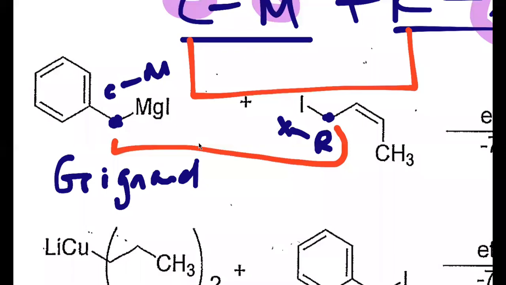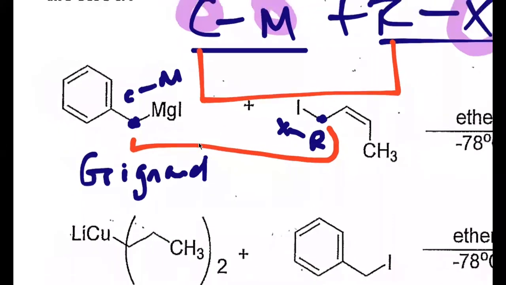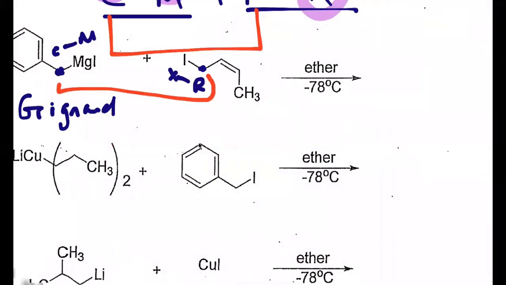Now the mechanism for these reactions varies depending on what type of organometallic you're using, so I'm not really going to get into the arrow pushing. I'm more concerned with what happens as a result of these two reacting together. Everything is done in ether, which we've already discussed is an aprotic solvent, at low temperature, minus 78 degrees. So in the product, let me draw this here, and then we'll discuss what happened.